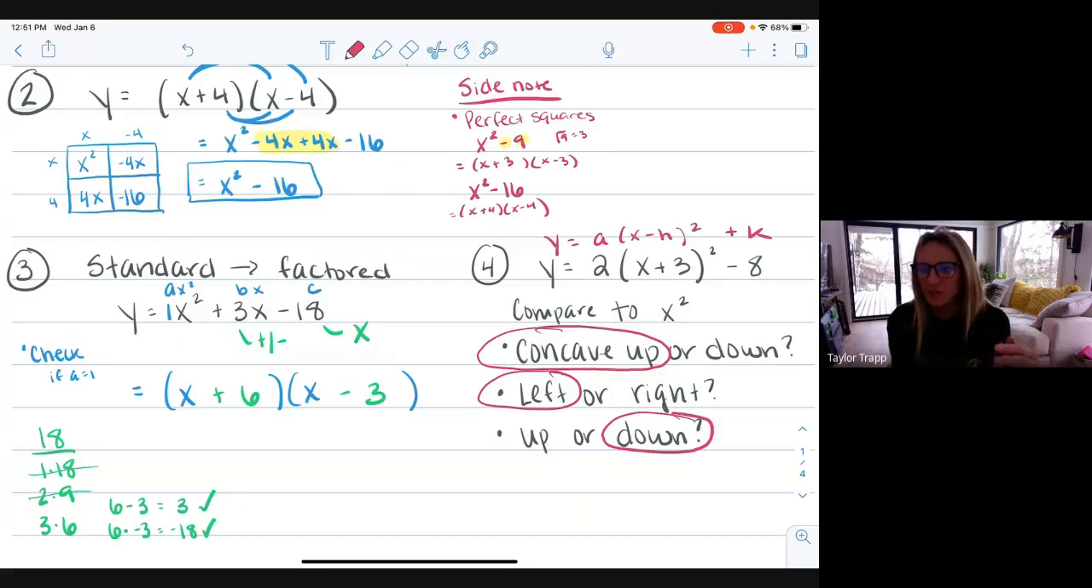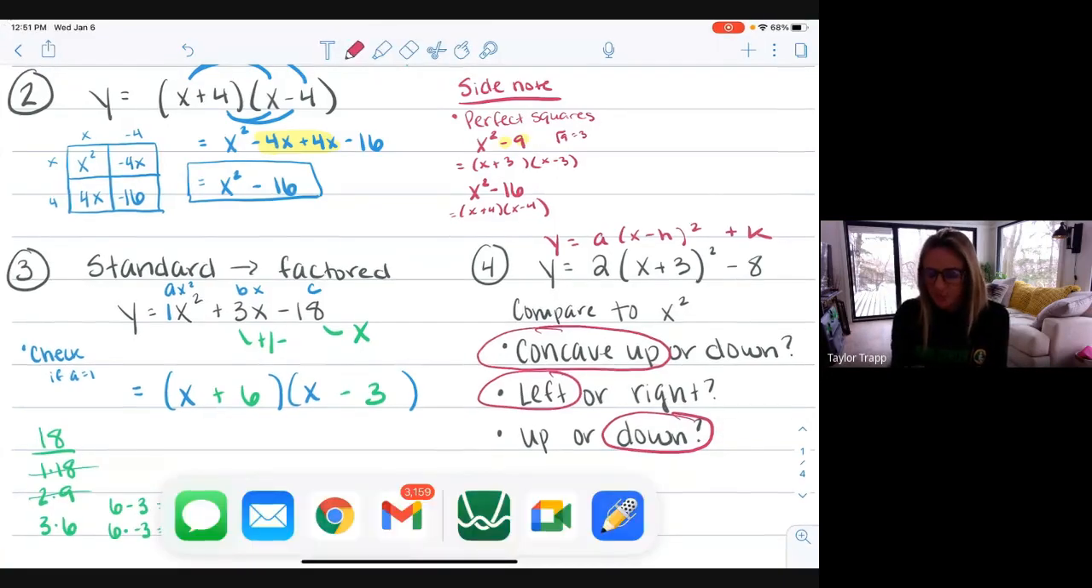Now, what if you couldn't remember those things? You're like, okay, concave up or down, it was something with one of the letters, left or right, I don't know, flip the sign, the K, like there's just a lot happening here. If you don't remember, then just put it in Desmos, both of them, y equals x squared to compare it, and then the new equation.